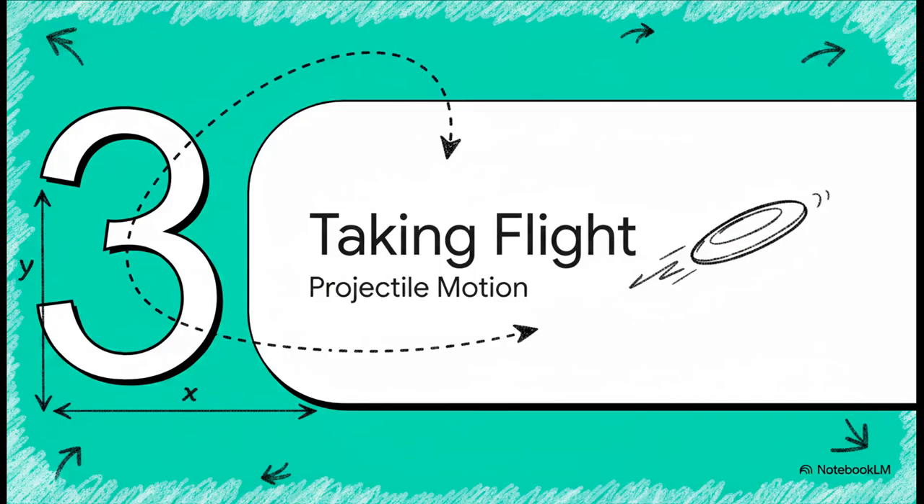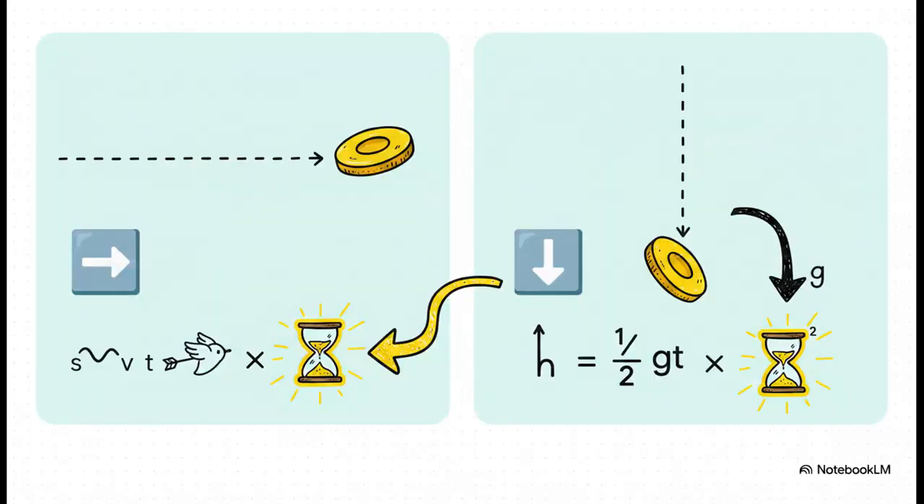So now our disk is in the air, it's a projectile. And here's a super common pitfall you have to avoid. Don't try to describe that whole curved path with one monster equation. The trick, and I mean always, is to split the motion into two separate problems, what's happening horizontally and what's happening vertically. This is where the magic really happens.